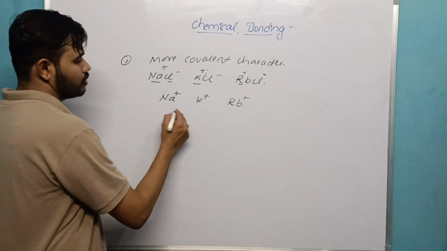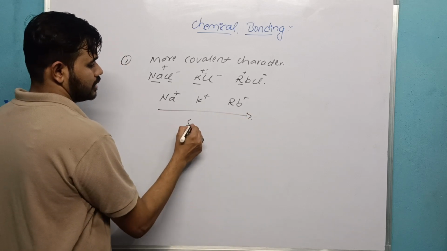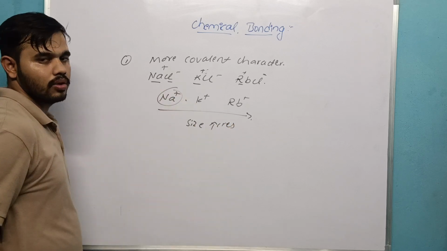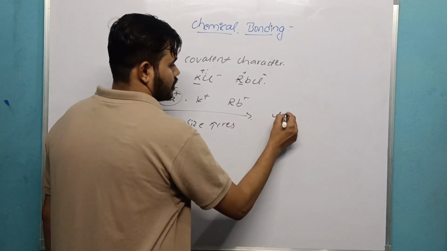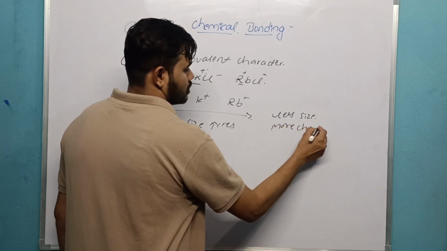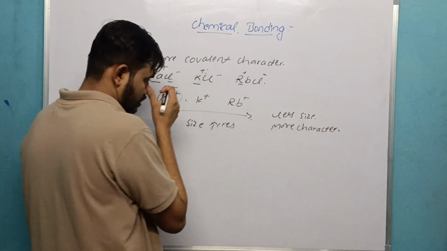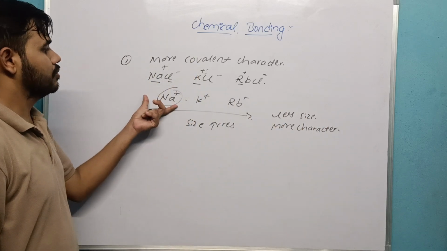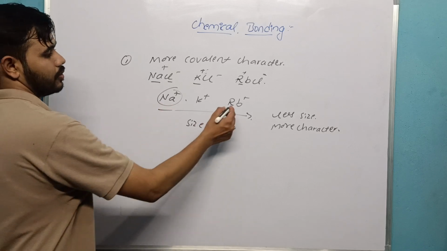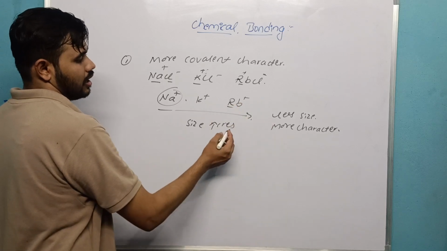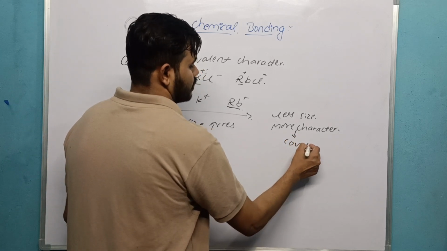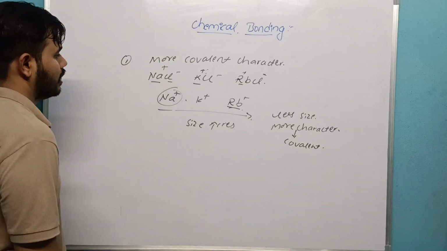We all know that as we move down the group, in first group, size increases. So Na plus will have less size, so more covalent character. The cation which has less size will have more covalent character, but while coming to rubidium, it is bigger in size and it will have less covalent character. More covalent character.